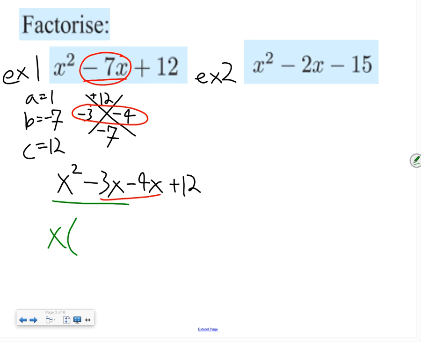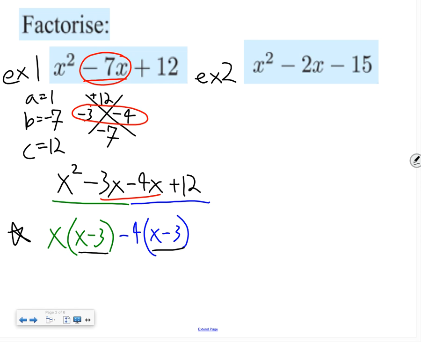From there I'm going to look at what can factor from my first two terms. Well, x times x minus 3. And then from the second piece, anytime I have a negative, I'm going to factor that out as well. So negative 4, and this is going to be x minus 3. Again, by inspection, I know that this is the same as that. So I'm good at that point, and I've done something right.